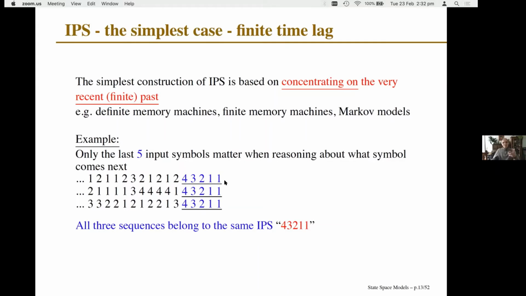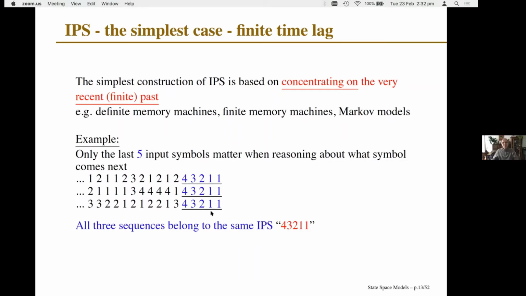We call this the Markov model. This Markov model is a 5th order Markov model, because I concentrate on the 5 most recent entries, and I claim that I can forget about everything that came before, right? So that's why all these sequences that you see here, and many, many others that have the same property, that they finish with the same suffix, they all are in the same equivalence class.